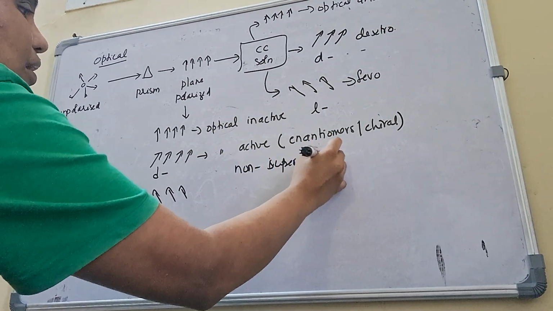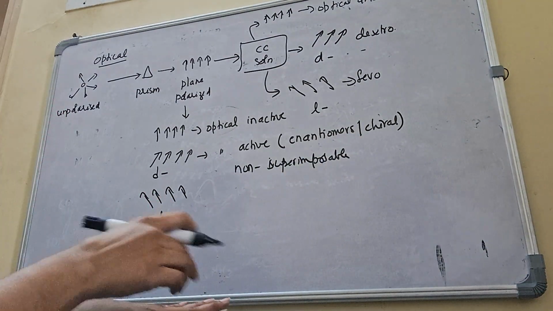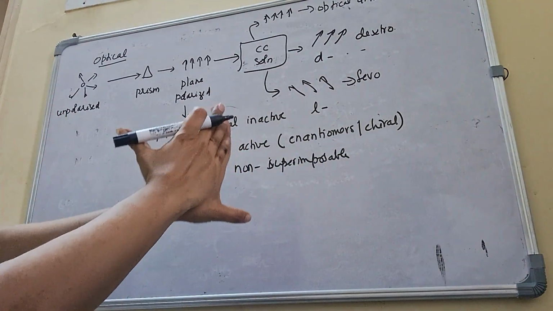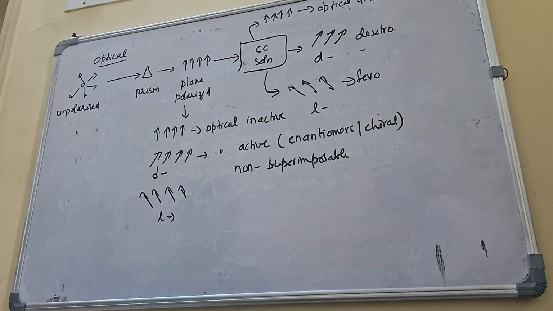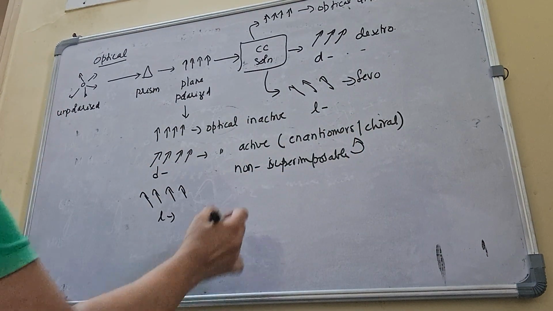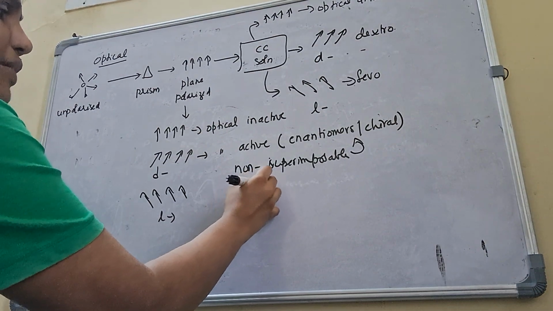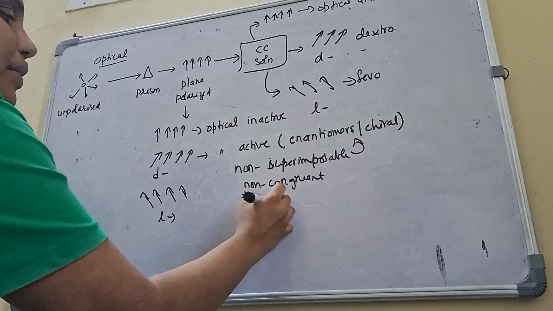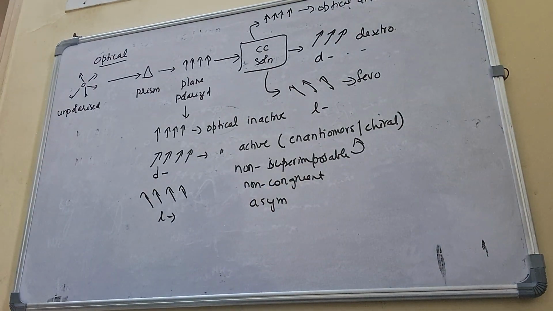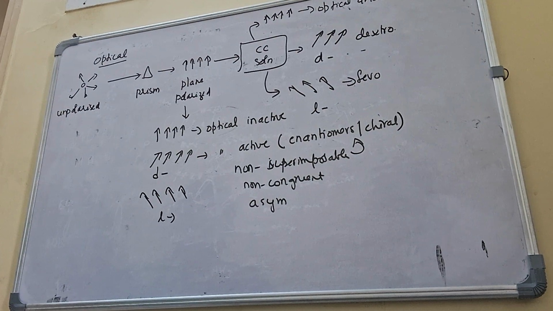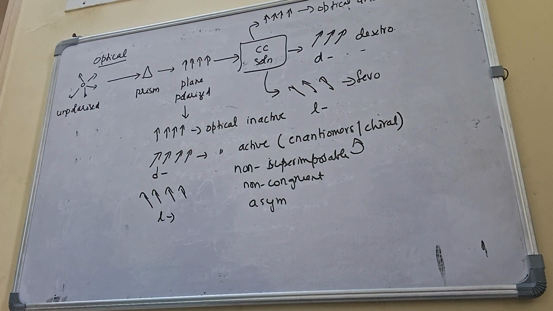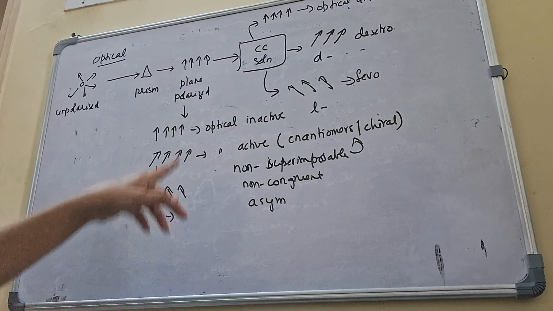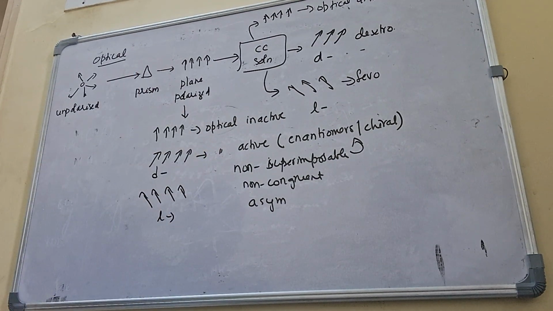non-superimposable. If it is non-superimposable, like my two hands are non-superimposable, the thumb is not falling on another thumb, then that means they are optically active. And what is the meaning of non-superimposable? We can just write non-congruent or asymmetrical, correct? If there is no symmetry, that means it is non-superimposable. That means I cannot put it on top of each other. It will not fit exactly. Something is mismatching, and only such substances will be optically active.